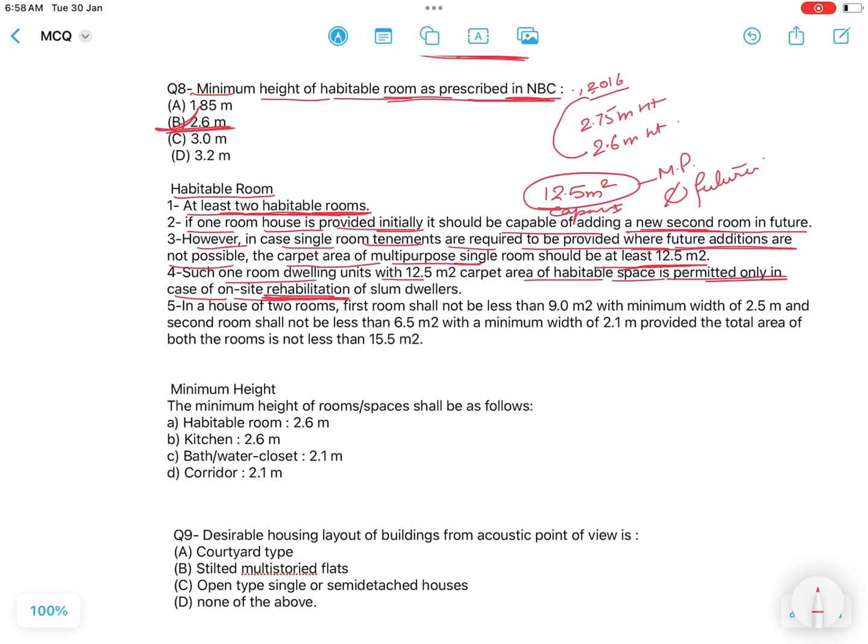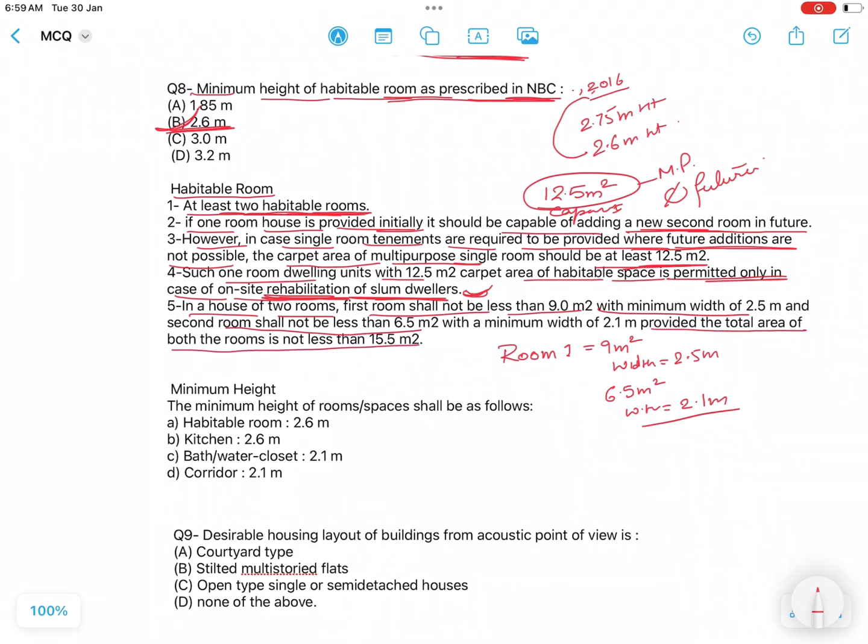In a house of 2 rooms, room 1 should be of 9 meter square with a minimum width of 2.5 meters, and the second room should be 6.5 meter square with a minimum width of 2.1 meter. Okay, so I hope you have got it. And provided the total area of both rooms should not be less than 15.5 meter square, R1 plus R2. It should be this much or more than this, but cannot be less than this.